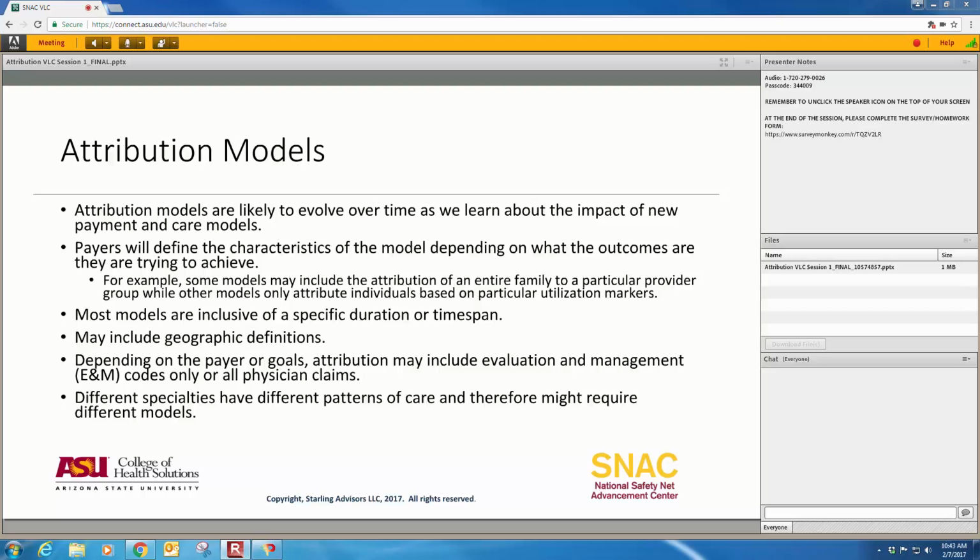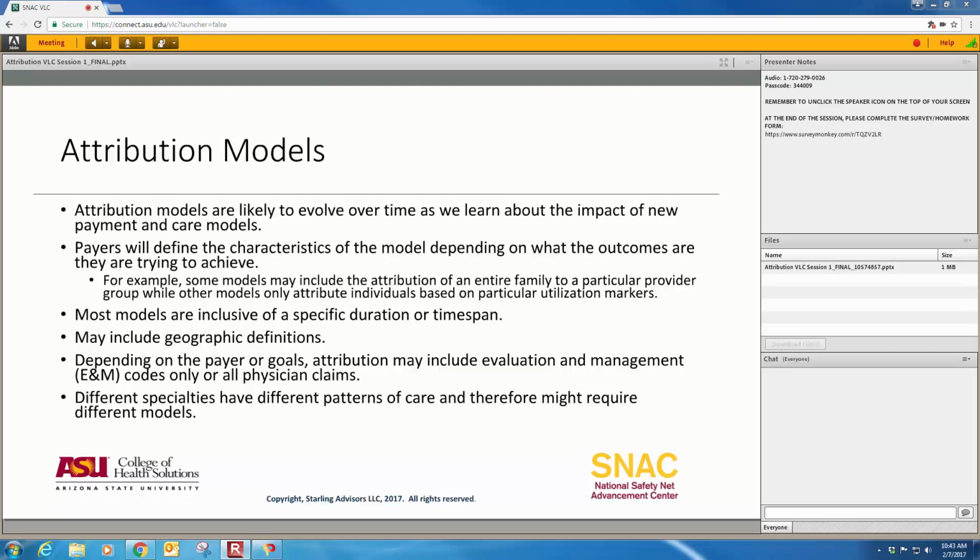I want to start our deeper dive into various existing attribution models by saying that these models are likely to evolve over time. And for those of you who are in the Medicare Shared Savings Program, we're going to take a deeper look at that model because it's been one that's really been worked on pretty aggressively over the course of the last 7 or 8 years. And it's not perfect by any stretch, but given the number of iterations and revisions that it's undergone, it really does give us a lens through which to look at a variety of the issues that arise when you start talking about attribution.